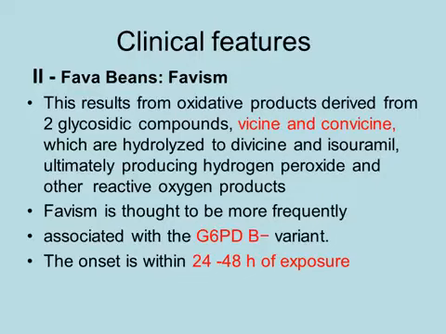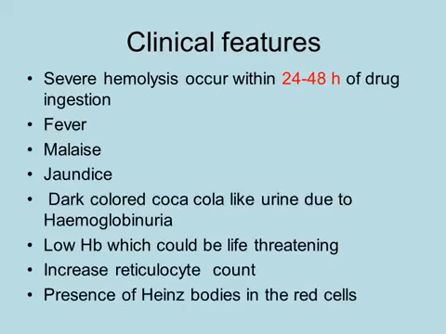The second manifestation, also acute hemolysis, is that of favism, which results from fava beans ingestion. This results from oxidative products derived from two glycosidic compounds, the vicine and convicine, which are hydrolyzed to divicine and isouramil, ultimately producing hydrogen peroxide and other reactive oxygen products. Favism is thought to be more frequently seen in G6PD B- variant individuals, and the onset is usually within 24 to 48 hours of exposure.